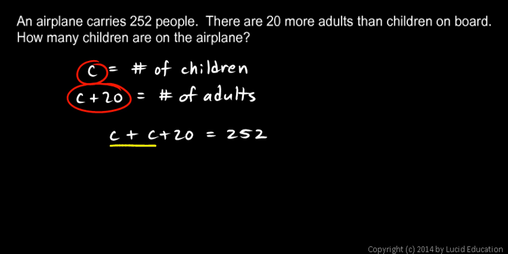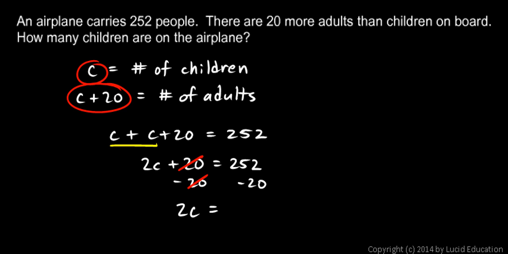Now it's typical to take these two C's right here and combine them. I'm going to rewrite that and combine the two C's to make it a 2C. So I have 2C plus 20 equals 252. Now this equation can be solved for C. I'm going to subtract 20 from each side, and the 20 and the minus 20 cancel out, that leaves me with 2C on the left side, and on the right I have 252 minus 20, which is 232.